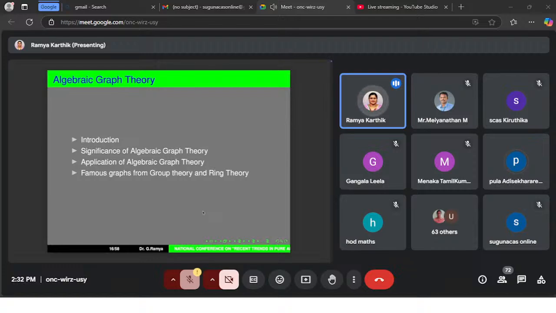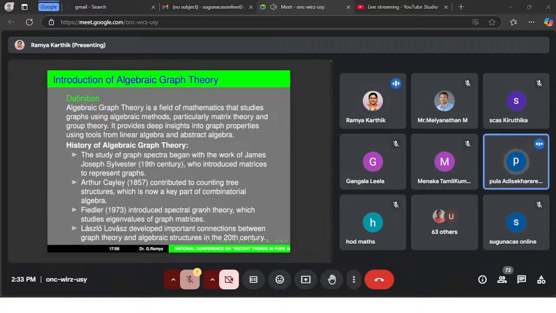Okay, and the next topic is algebraic graph theory. So first one, introduction. One of the most famous graphs in algebraic graph theory is a Cayley graph. It started from 1878.